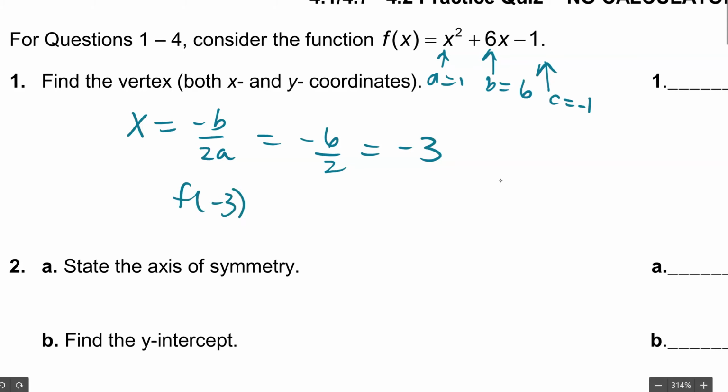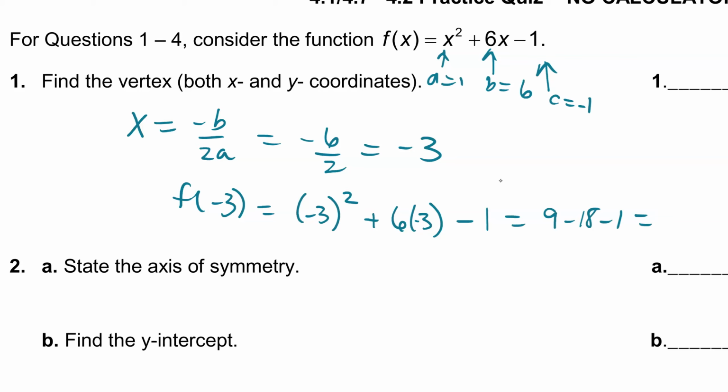Are you putting x equals negative b over 2a on the board? No. It's a 2. Oh, yeah. Okay. 9 minus 18 minus 1. What do you get? You get negative. Oh no, is that wrong? Oh wait, 9 minus 18 is negative 9, minus 1 is negative 10. Oh, I was right. So it's negative 3 comma negative 10.